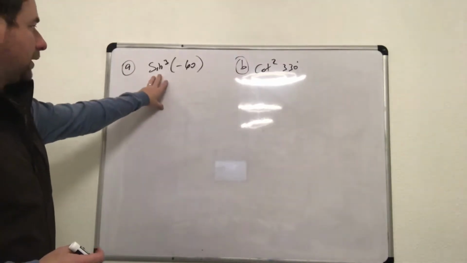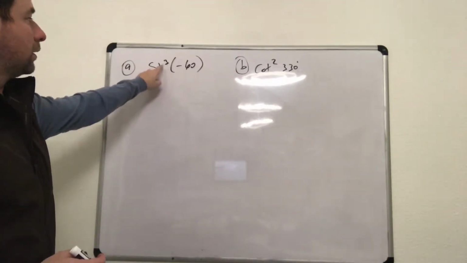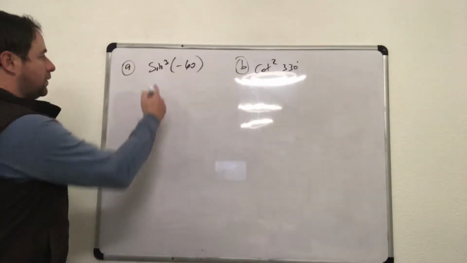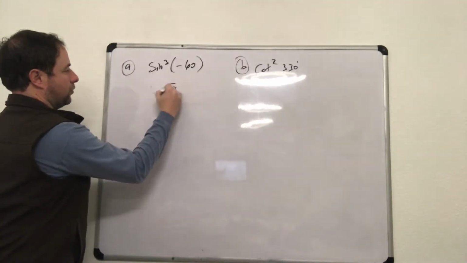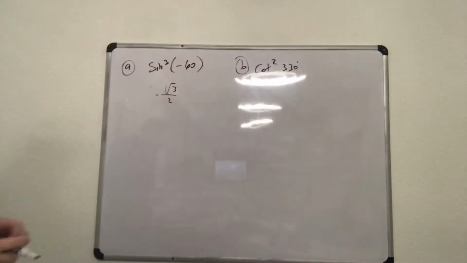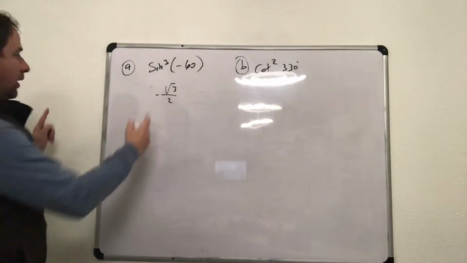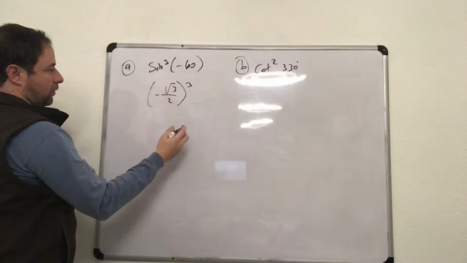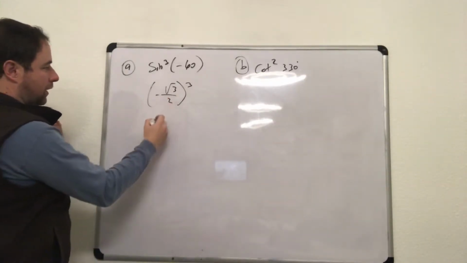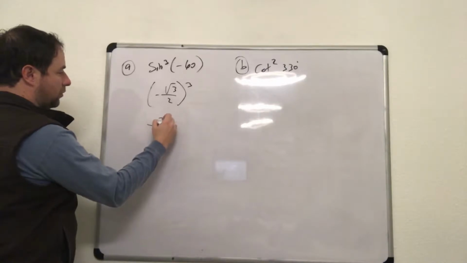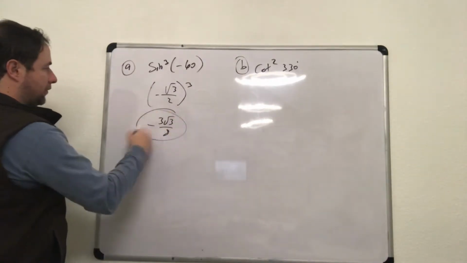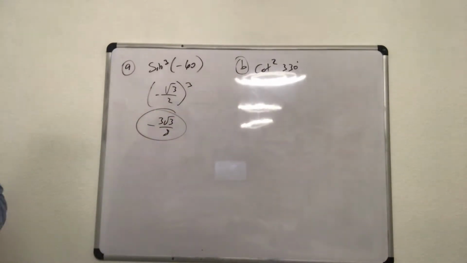First concept is cubing one of these trig functions. We've already done sine of negative 60. That's no big deal. Sine of negative 60 is root 3 over 2, and it is a negative number. But once you find that out, then you have to deal with the cubed. So the cubed comes here, and so you have negative root 3 over 2 cubed. When you do that, you'll end up with negative 3 root 3 over 8. That's the answer to those. Not too big of a deal.